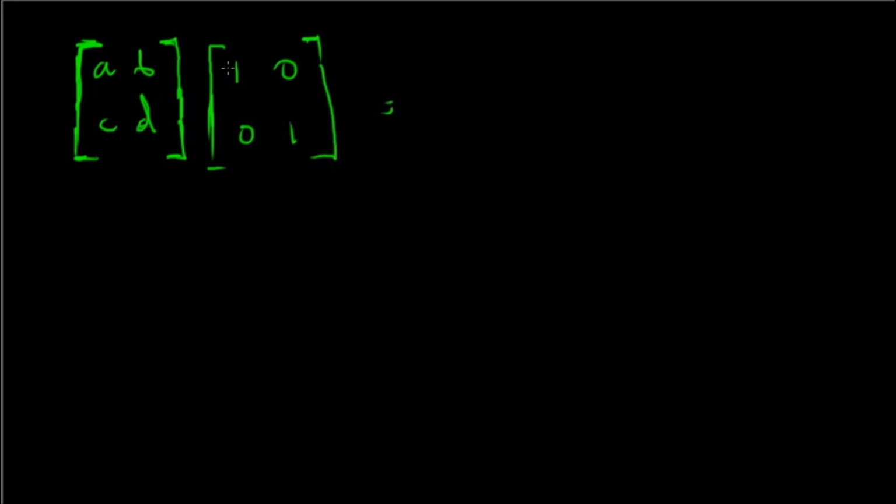All right, so what's this going to be? It's going to be a times 1 plus 0, a times 0 plus b, c. This is not very challenging to compute. What happened? The vector 1, 0 went to A, C, and the vector 0, 1 went to B, D. So what is this saying?